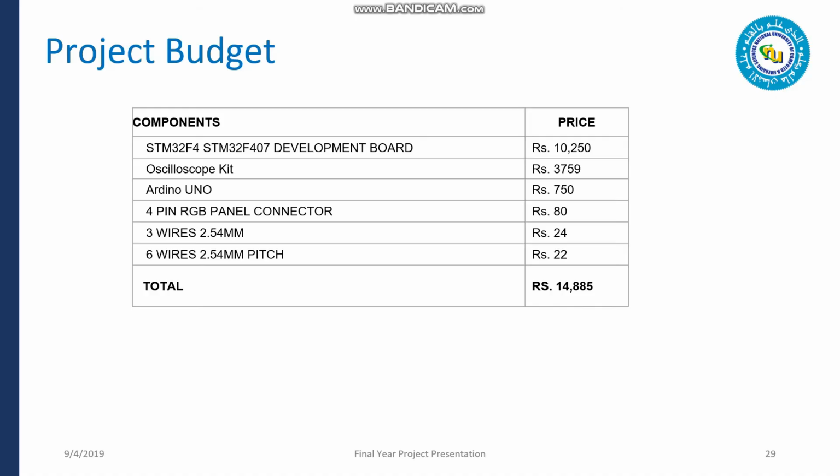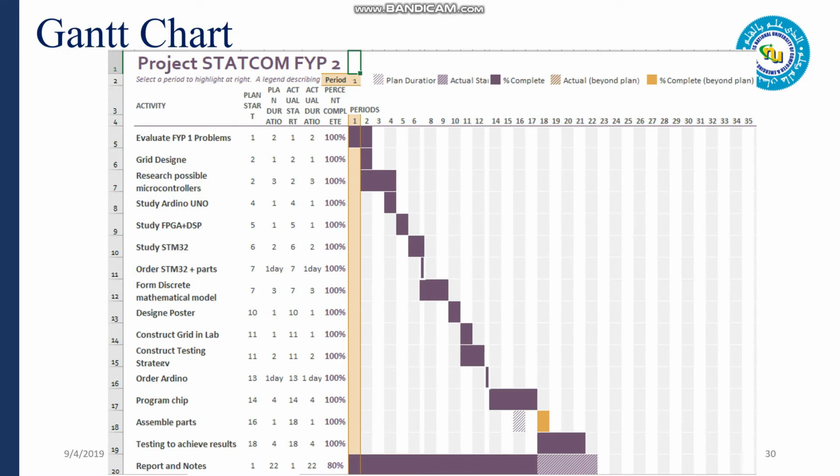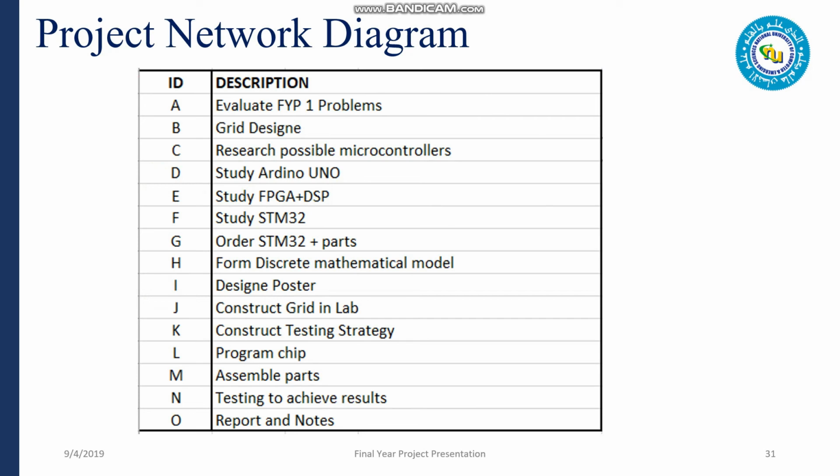Now, moving on to the final part of our presentation. This is the project budget. The system cost us rupees 14,885. Following this, we have the Gantt chart of our activities. Finally, the network diagram is laid out in front of you.